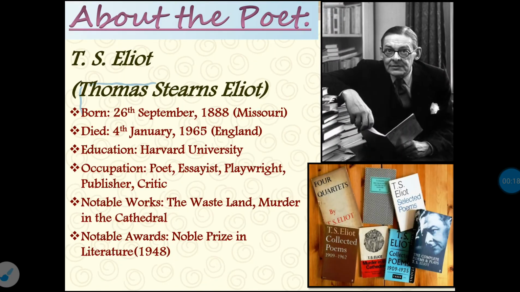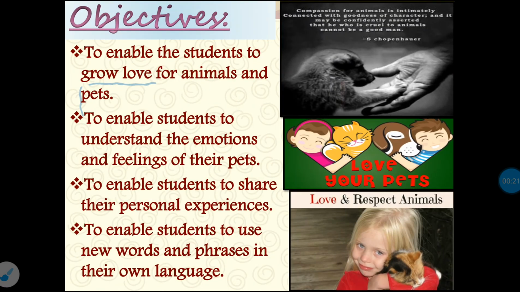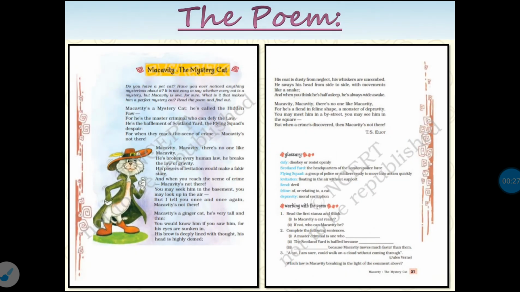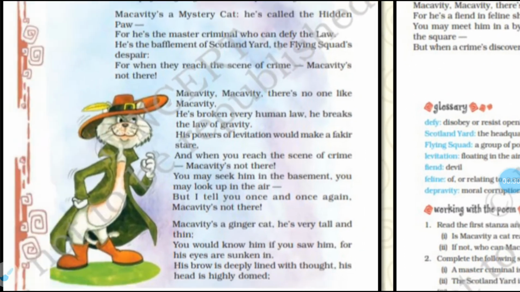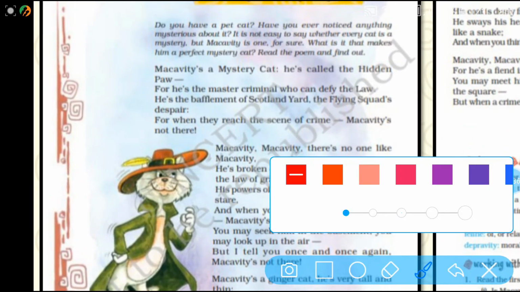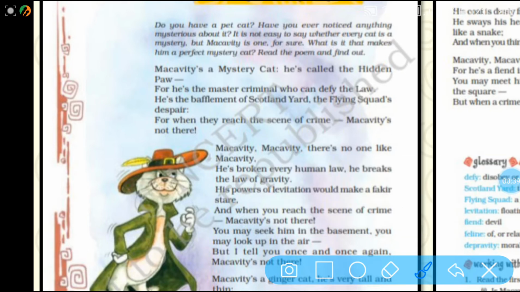Coming to the poem. Here comes the poem, and first I will read the lines of the poem and then discuss. So before we do the rhyming scheme, let me make the theme of this poem clear. T.S. Eliot tried to present the poem in a humorous way before the readers. Instead of using humans as the main characters, he used a cat and attributed human qualities to it.